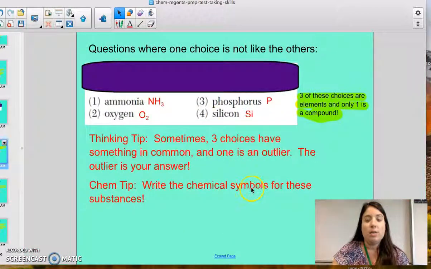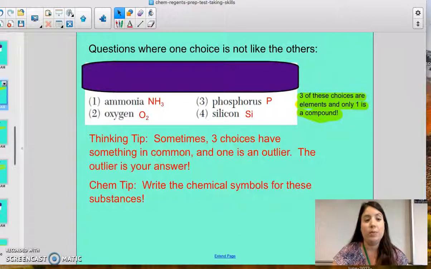Another test-taking tip that you should recognize is if I give you the name of something, you should be able to write the symbolic formula because it's easier to recognize what we're talking about. So you should know that ammonia is NH3, oxygen is O2, phosphorus is P, silicon is Si. Right? Now that we see the symbols, we can recognize that 3 of these choices are elements and only 1 is a compound. Again, writing the chemical symbols next to the names of these substances helps us to think about them a little bit more clearly.